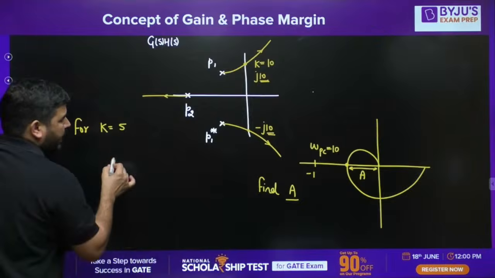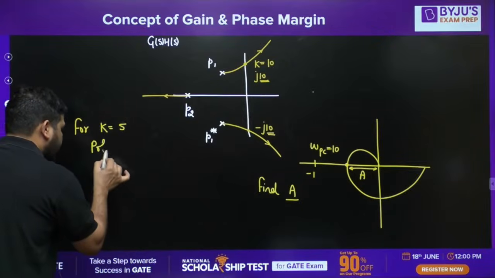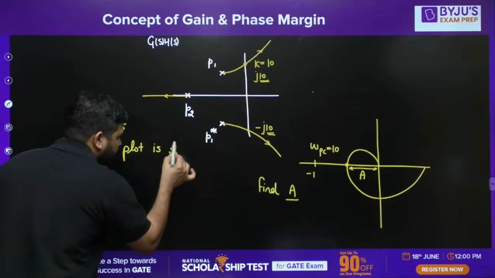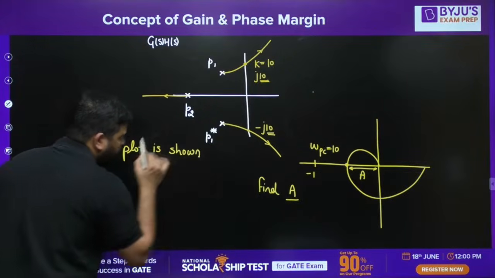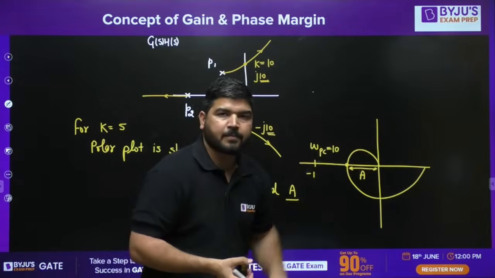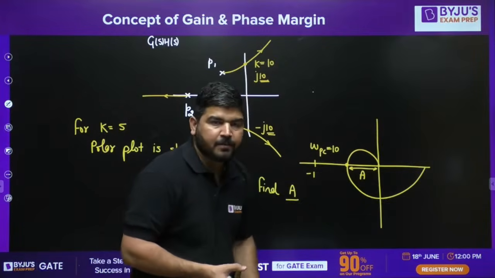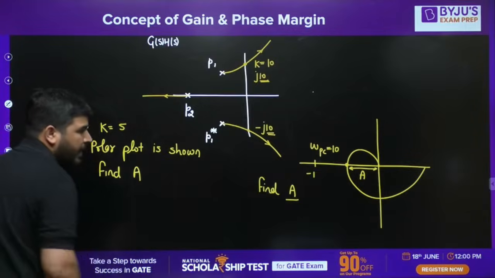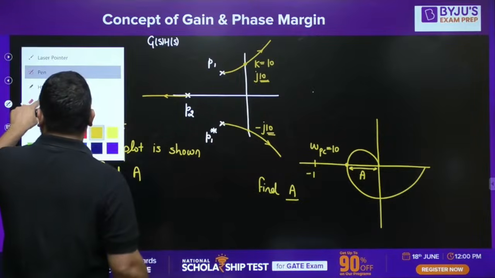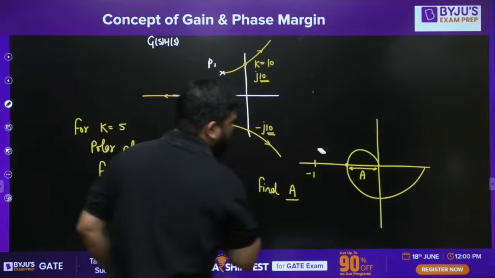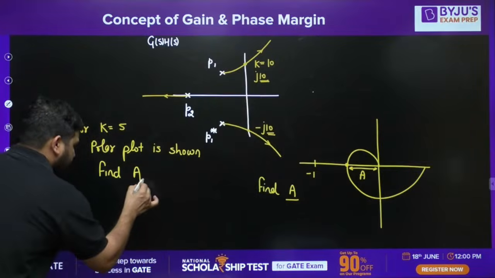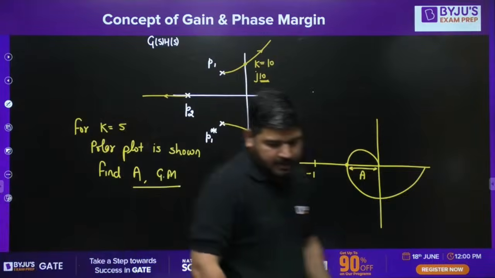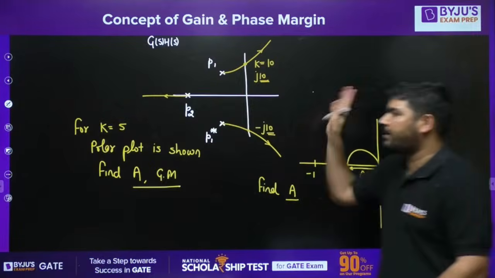For k equal to 5, the polar plot is shown. This is the polar plot which is given. Find A. Okay, the polar plot is given. We need to calculate the value of A and the gain margin. Okay, this is the question that we need to solve.